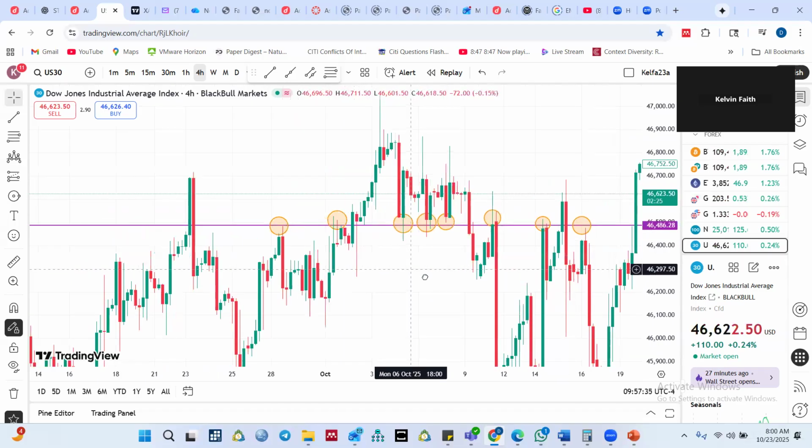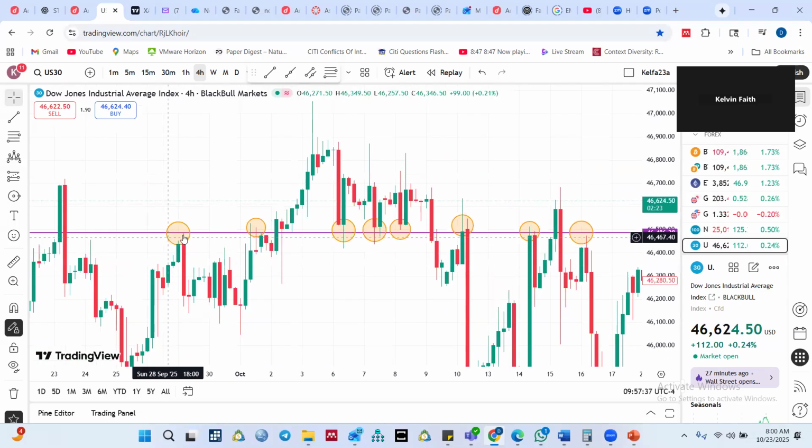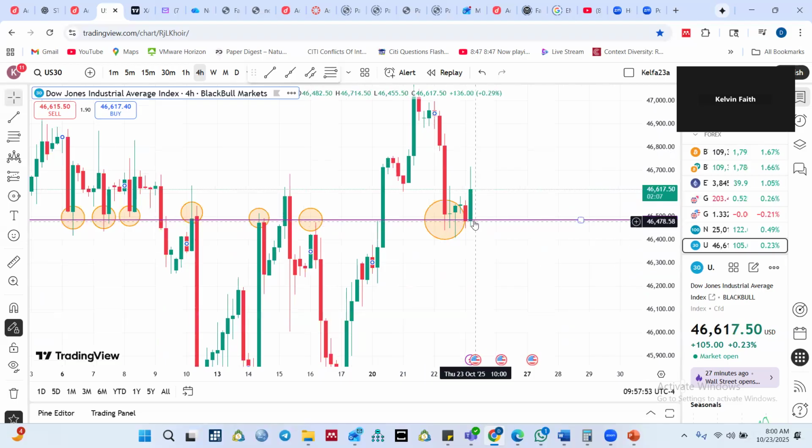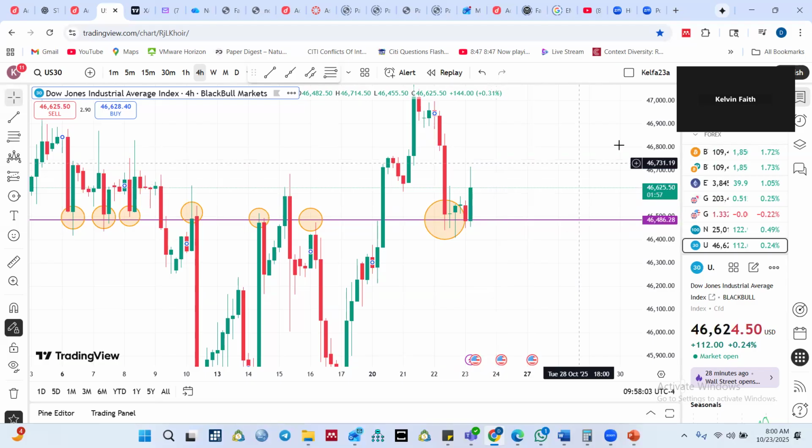The meaning of this is that there are both sellers and buyers at this point. Sellers are sitting on top of this line, pushing price down. Buyers are sitting below it, pushing price up. So if we are to close below the buyers, likely the sellers will take control. If we are to close above the sellers, then it's likely the buyers will take control.